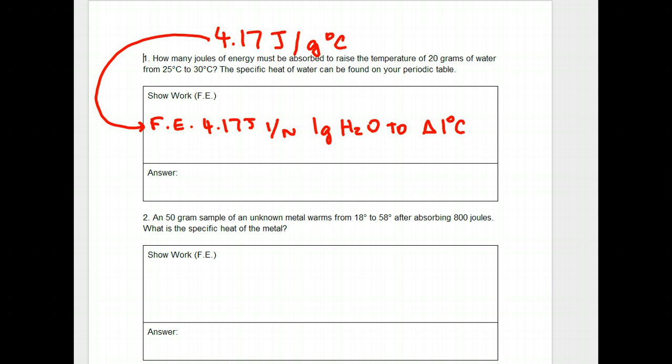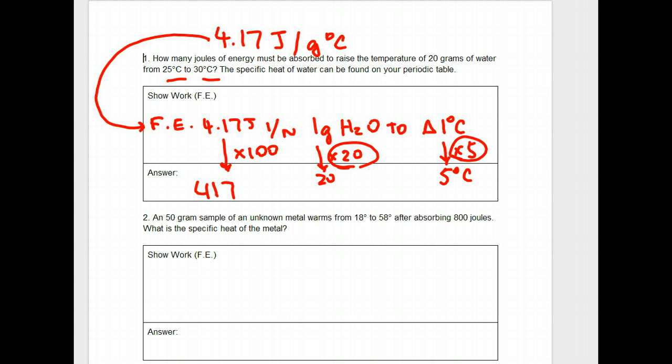And now it's telling us the amount of water we're working with is not 1 gram, but 20 grams. So here we're multiplying by a factor of 20. And the amount of temperature change, which we can see, 25 to 30 degrees Celsius, is 5 degrees. So it's not 1 degree Celsius, but 5 degrees Celsius, so we're multiplying by 5. 20 times 5 is 100, and we should get 417 joules as our answer.